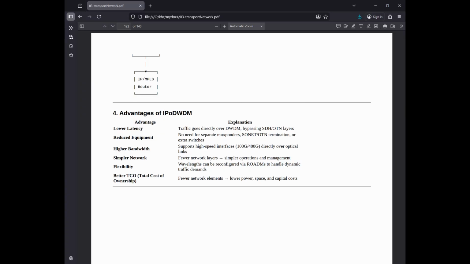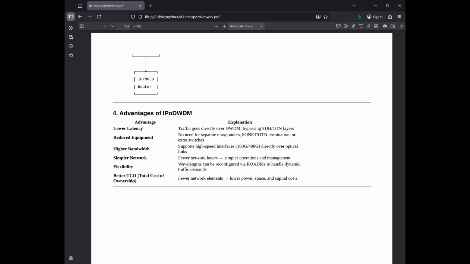2. Simplified network architecture. Traditional networks have a layered complexity that IPoDWDM flattens. Fewer points of failure: every patch cable between a router and a transponder is a potential failure point. IPoDWDM removes these interconnects. Lower latency: by reducing the number of optical-electrical, OEO, conversions, signal processing time is minimized, which is critical for high-frequency trading and real-time AI applications.